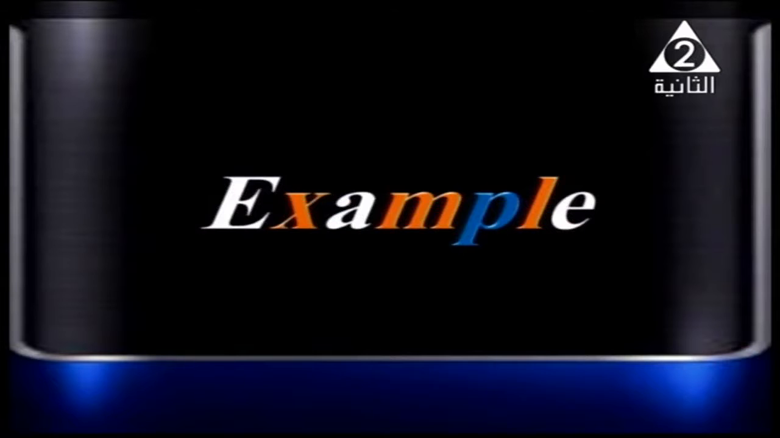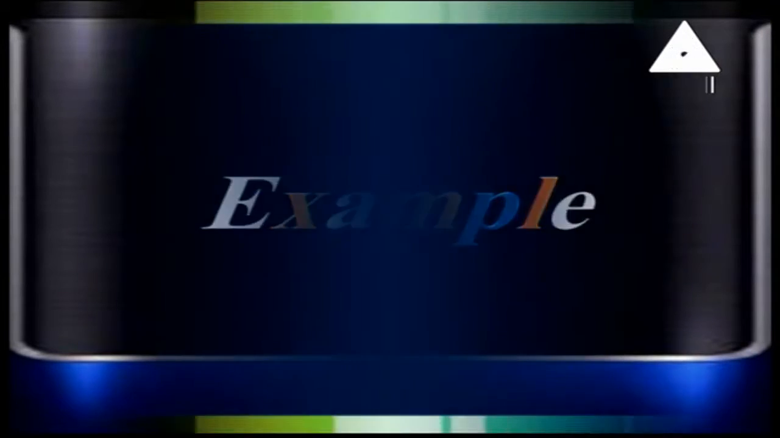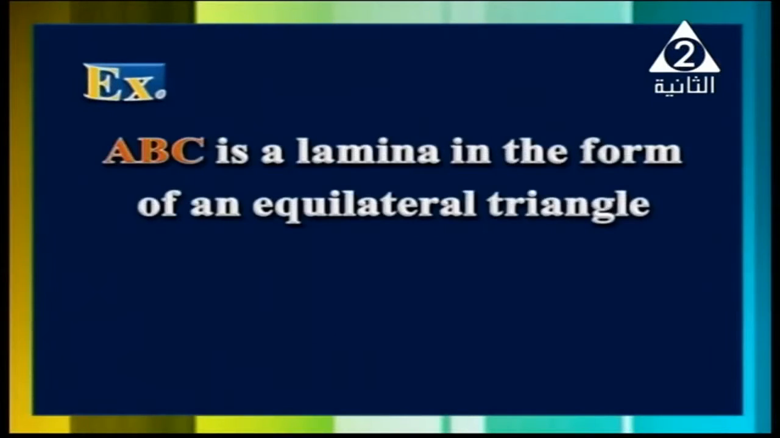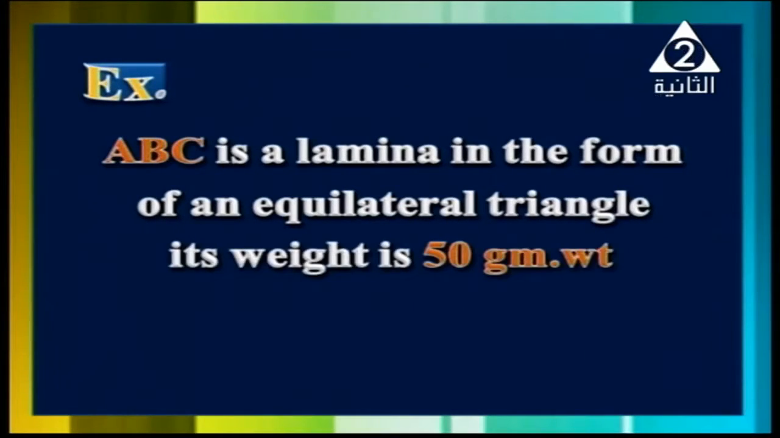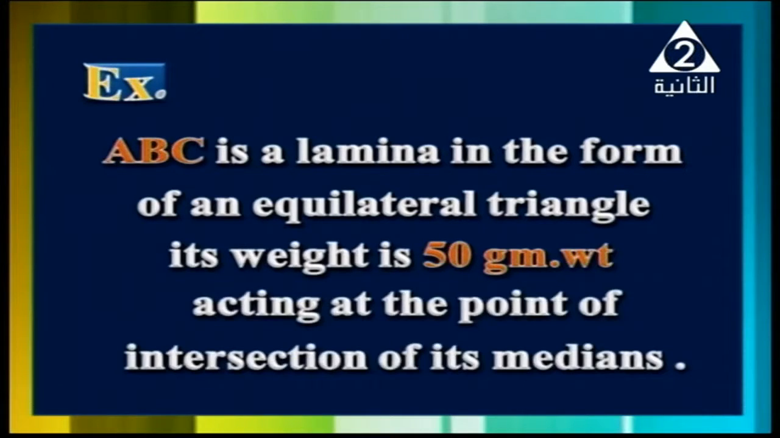Now we translate to another example. ABC is a lamina in the form of an equilateral triangle. Its weight is 50 gram weight, acting at the point of intersection of its medians.